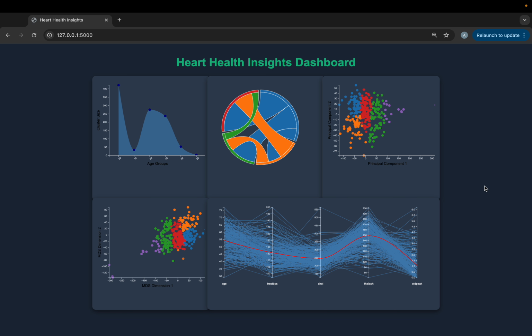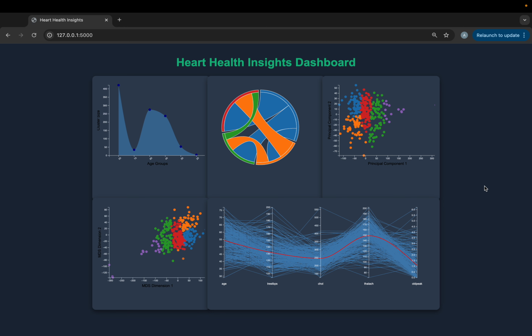Cluster number 3 is orange, the middle ground. Patients with balanced metrics but not entirely risk-free. Cluster number 4 is purple, higher risk individuals with low heart rates and high exercise-induced stress. Cluster number 5 is red, a nuanced group with moderate cholesterol but irregular stress responses. This group hides risk beneath the surface. These clusters are protagonists of our stories. Let's dive into the first one.